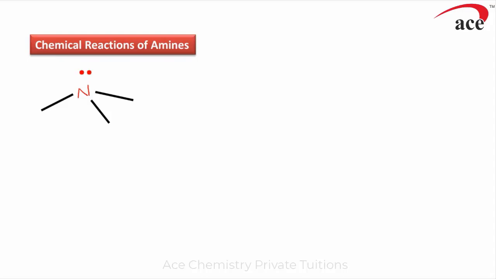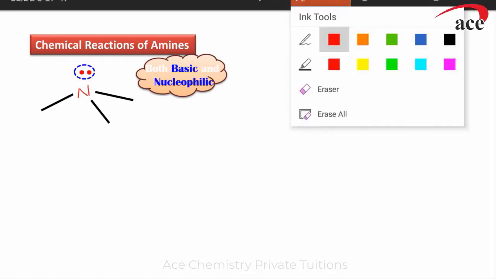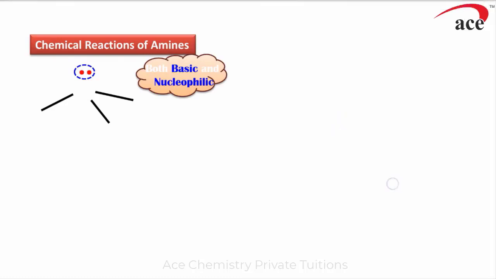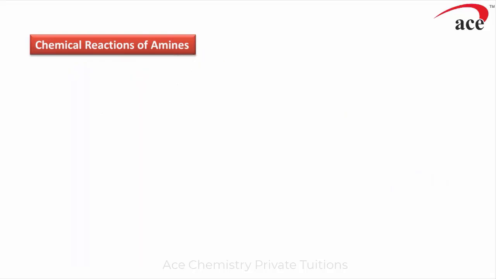Now the responsible factor for basicity has to be the presence of lone pair. So the more available the lone pair, the more the basicity increases. The presence of lone pair thus gives both basic as well as nucleophilic property. So it is found that with the lone pair on nitrogen, basicity increases, and hence we see the next class of compounds.